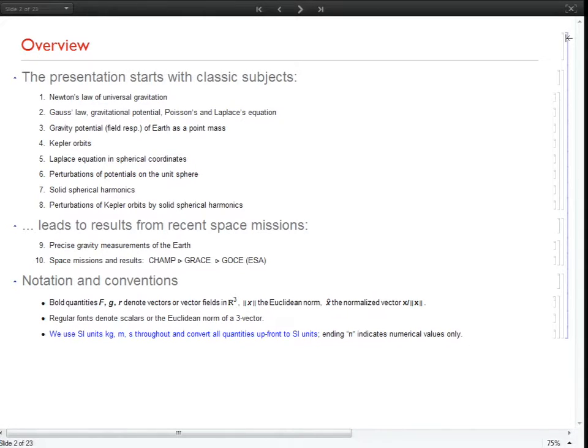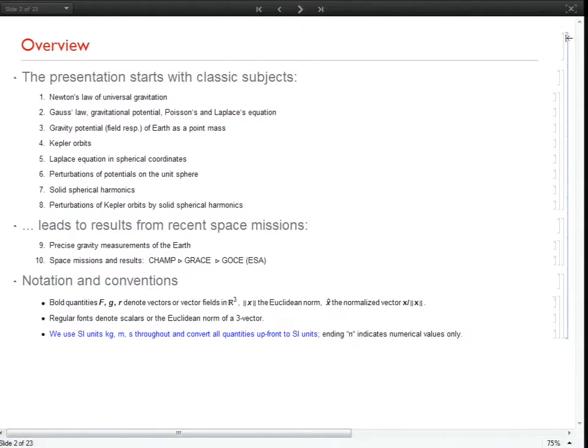Then we look in detail at how to solve the Laplace equation in spherical coordinates, look at perturbations of potentials in spherical coordinates on the unit sphere and then in the whole 3D space, and how these perturbations of the potentials perturb the Kepler orbits.